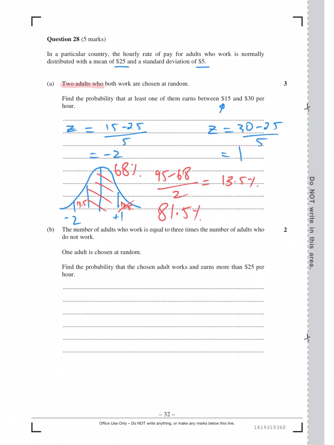Now, that would probably get you 2 marks in this question, but I've got 2 adults here. The probability that 2 adults are chosen at random. Find the probability that at least one of them earns between $15 and $30. I've got 4 scenarios here. I've got A and B both of them earn between that amount, I've got neither of them, and then I've got one of them does, one of them doesn't. Now, what I'm interested in is I can use this one and the or I can use 1 minus.